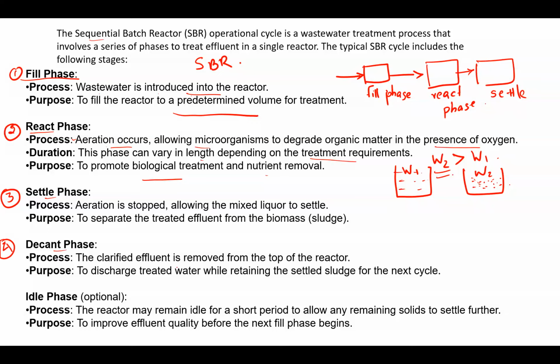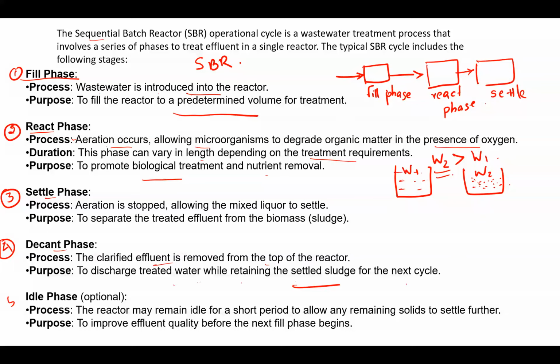Then the fourth is the decant phase. Decant means the clarified effluent is removed from the top of the reactor, to discharge treated water while retaining the settled sludge for the next cycle. So the clarified effluent is removed from the top of the reactor, and we just retain the settled sludge for the next cycle.